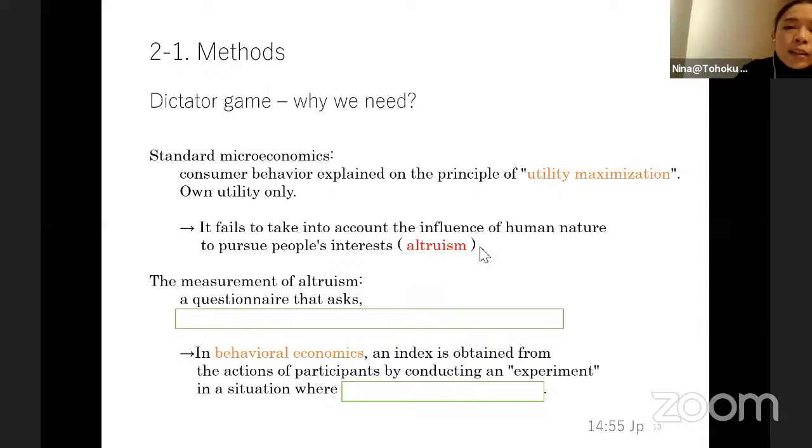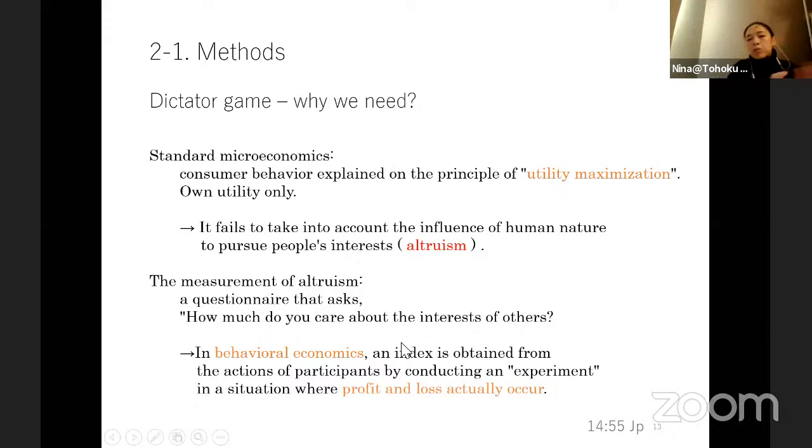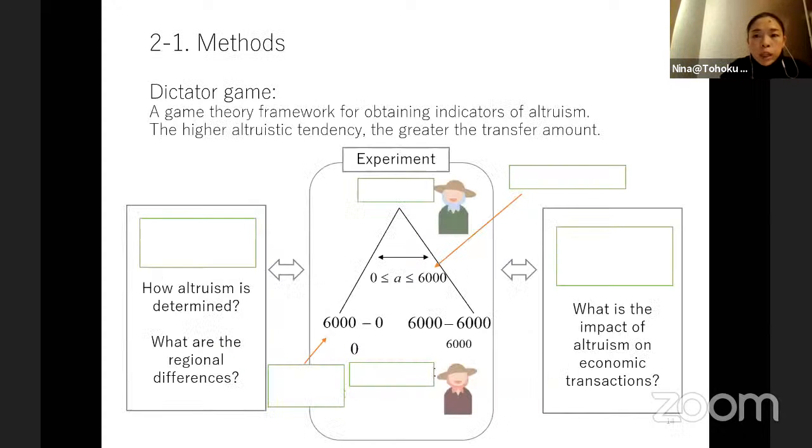So if we want to analyze considering altruism, we need some measurement, an index of altruism. That's why we need some method. One possible way to measure altruism is to ask directly, using a traditional questionnaire. And we ask, how much do you care about the interest of others? But if we use this kind of questionnaire, we can say anything. We can say, I care about anyone very much. I'm such an altruistic person. I can say it anytime, but it's not credible. So if we use behavioral economics, we can get a more credible index. An index is obtained from the actions of participants by conducting an experiment in a situation where profit and loss actually occur. The behavior in the experiment is reflected in their profit and loss. So we can get a credible index.